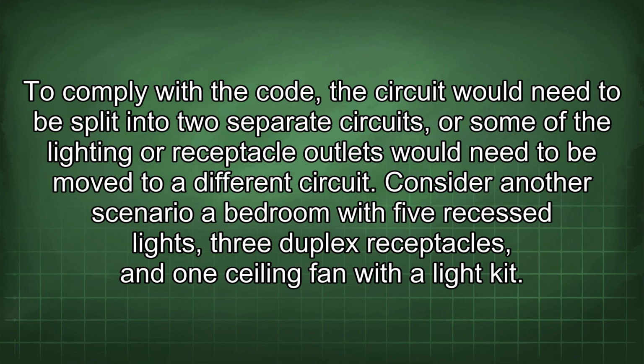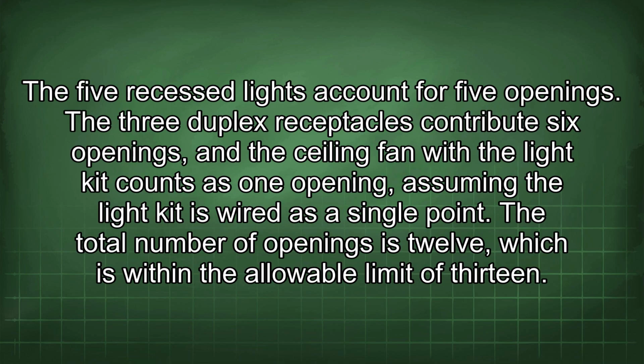Consider another scenario: a bedroom with 5 recessed lights, 3 duplex receptacles, and 1 ceiling fan with a light kit. The 5 recessed lights account for 5 openings. The 3 duplex receptacles contribute 6 openings, and the ceiling fan with the light kit counts as 1 opening, assuming the light kit is wired as a single point. The total number of openings is 12, which is within the allowable limit of 13.